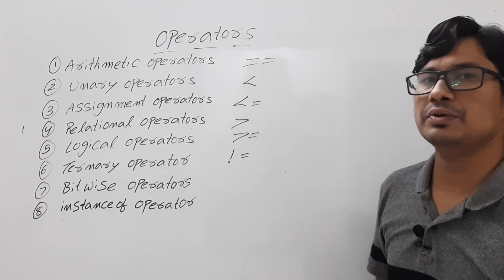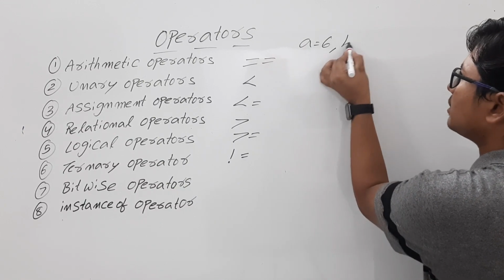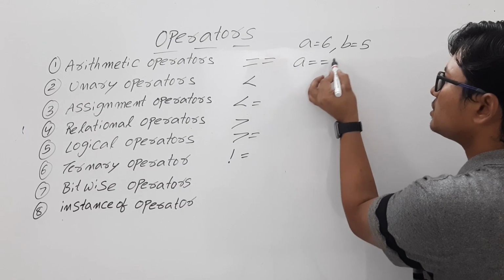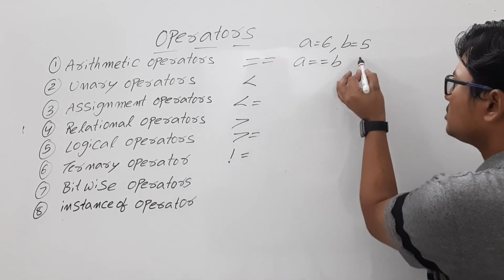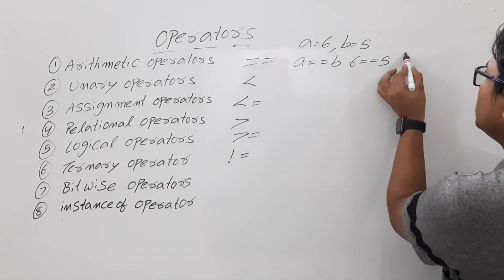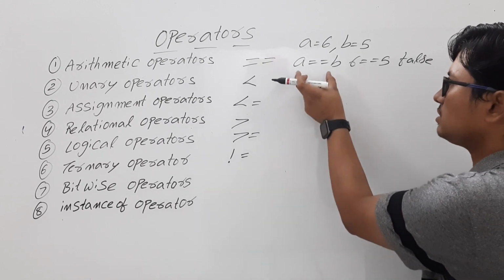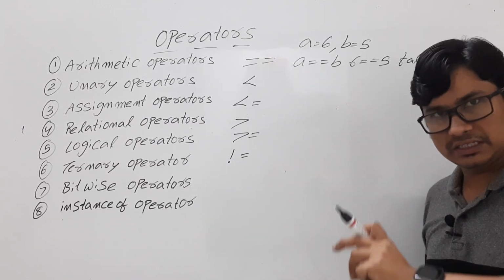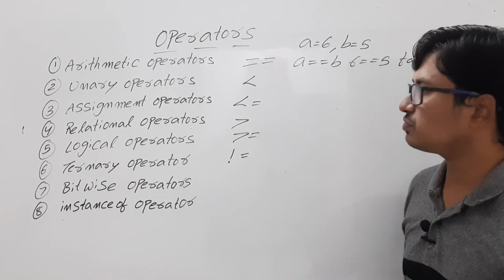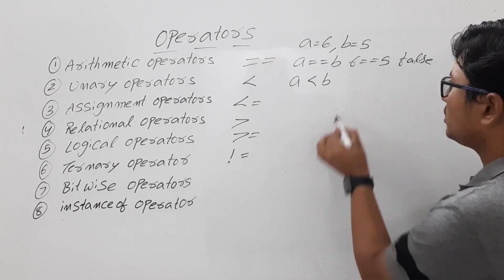Now let me discuss with a simple example. Let's take that a value is equal to 6 and b value is equal to 5. If you write a == b, 6 is equal to 5? No, 6 is not equal to 5. So in this case, you will get the output as false. If the comparison is correct, then it will produce the output as true, else it will give the output as false. Similarly, if you are comparing a < b, look at it.